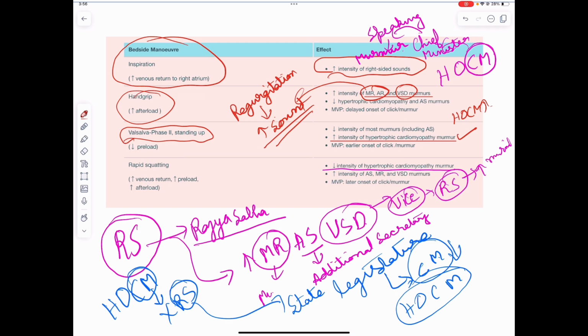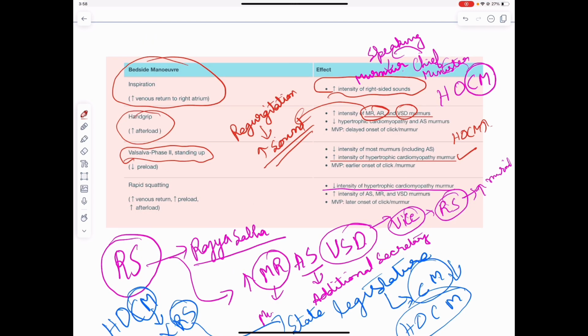Now we move on to the Valsalva phase 2, standing up. What happens is that there is decreased intensity of most murmurs and increased intensity of HOCM, MVP, and earlier onset of click or murmur. Now remember when the person is standing up, there is a decrease in preload. Standing up means there is peripheral pooling of the blood, and ultimately there is reduced systemic vascular resistance. And when this happens, there is a decrease in intensity of most murmurs and an increase in intensity of HOCM.